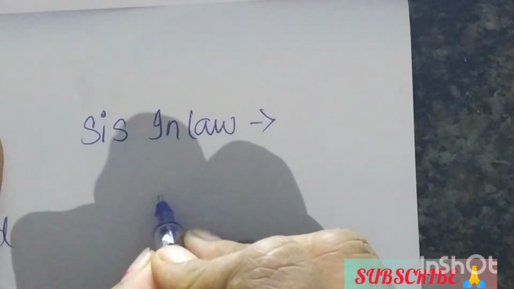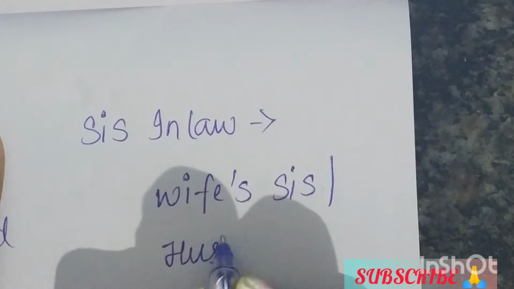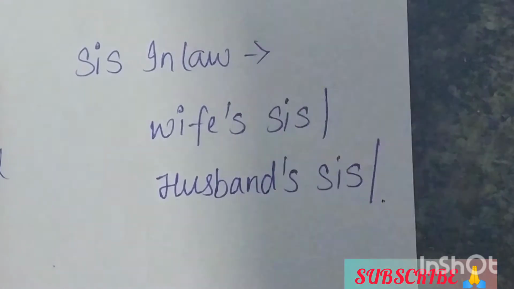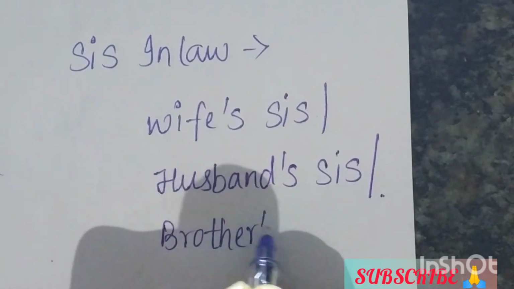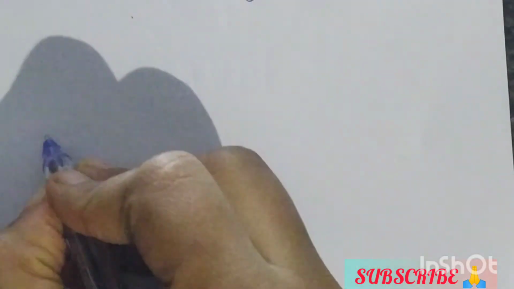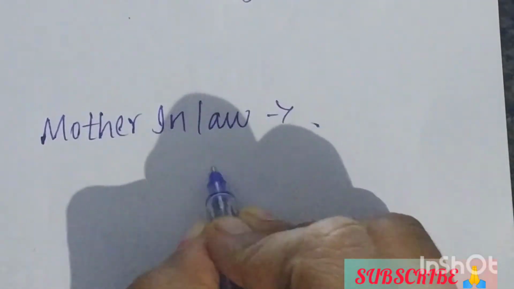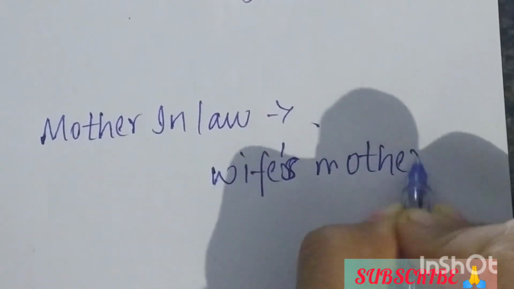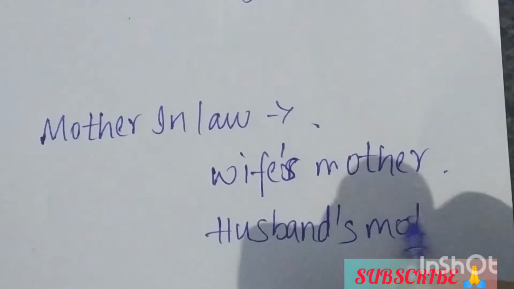Next comes sister-in-law. That is wife's sister, husband's sister, and brother's wife. This is the relation for sister-in-law. Now, who is mother-in-law? Mother-in-law in the sense, wife's mother and husband's mother is known as mother-in-law.